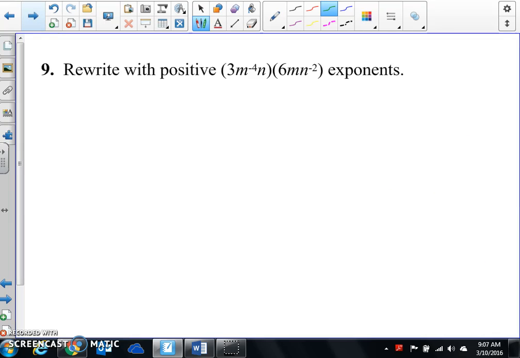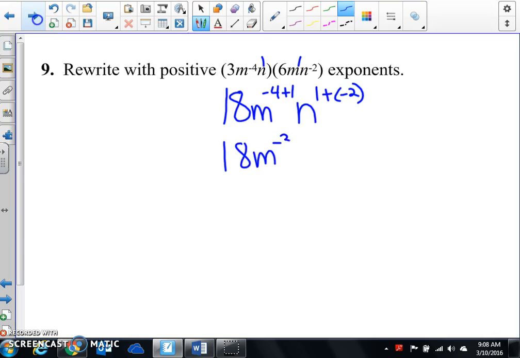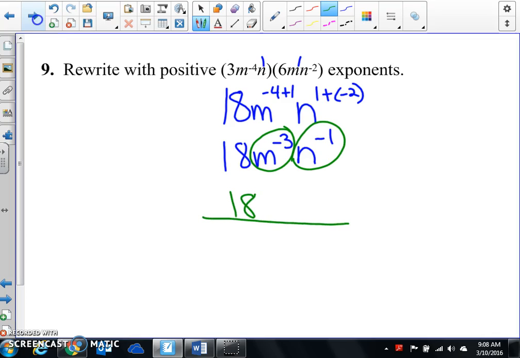All right, rewrite with positive exponents. I do not have any powers to powers, so I just multiply my coefficients. 3 times 6 is 18, and I'm going to add my exponents. Make sure you put your 1 there. So m, negative 4 plus 1, n, 1 plus a negative 2, and that becomes 18m to the negative third, n to the negative first. Cannot have negative exponents, so I've got to move this guy and this one. So that becomes 18 over m to the third, n.